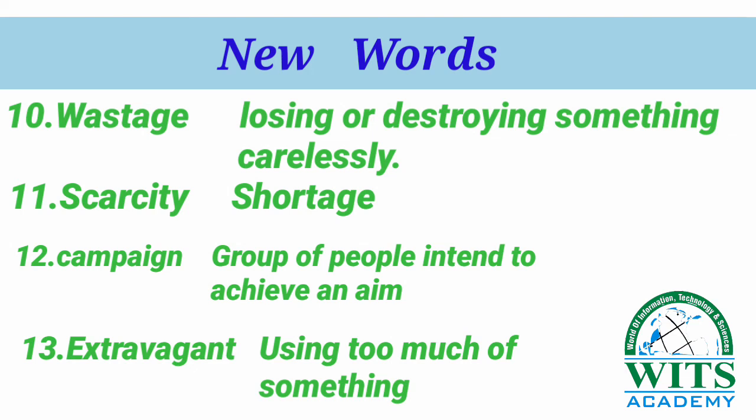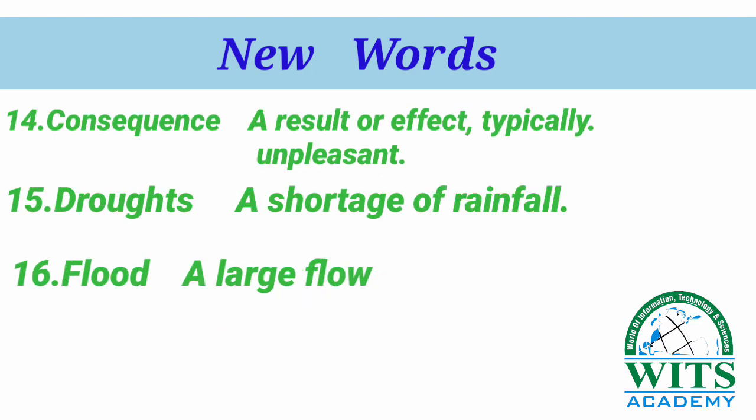Word number 11, scarcity, means shortage. Word number 12, campaign, means a group of people intending to achieve an aim. Word number 13, extravagant, means using too much of something. Word number 14, consequence, which means a result or effect, typically unpleasant. Word number 15, droughts, which means a shortage of rainfall. Students, your word number 16 is flood, and its meaning is a large flow.